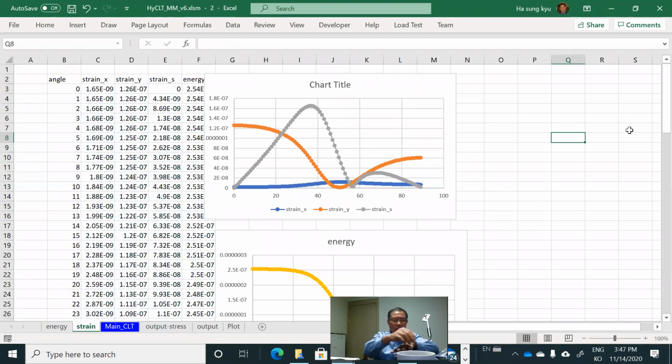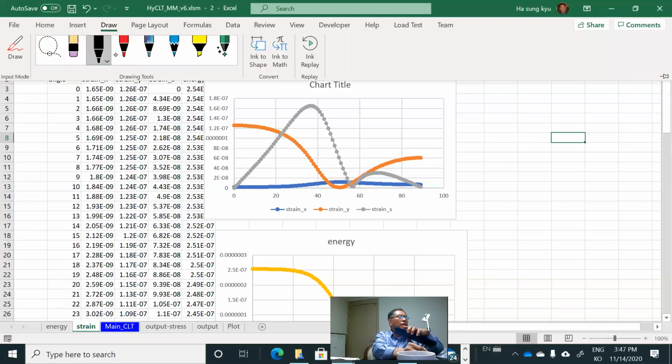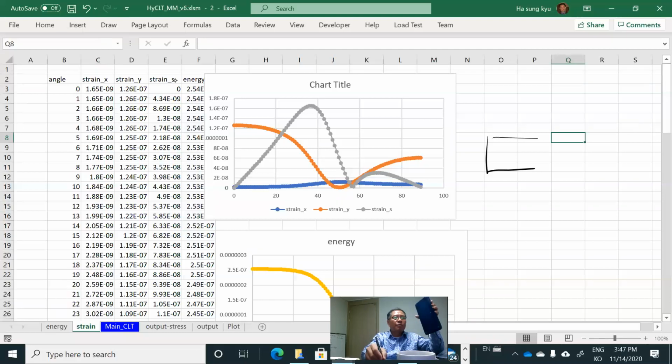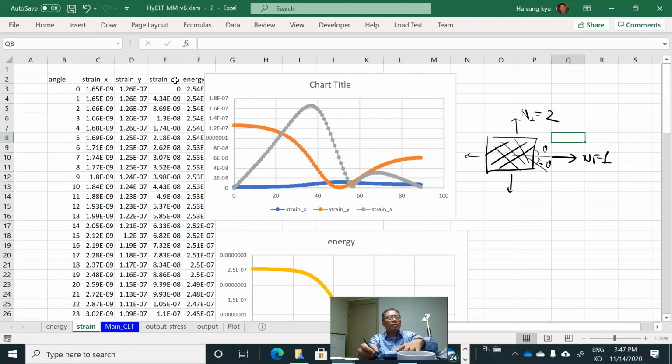Remember, we have a load of 1 to 2. We have a plus minus. This is the angle theta, and this is minus theta. We apply N1 as 1, and N2 as 2. Why I prefer 1 to 2, I'm going to explain in the next class. But anyhow, this much load, and we are changing this angle.